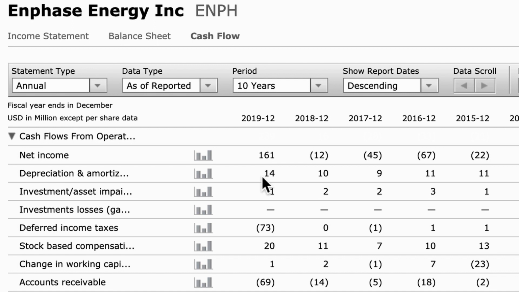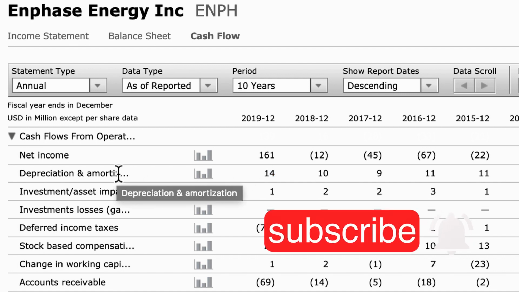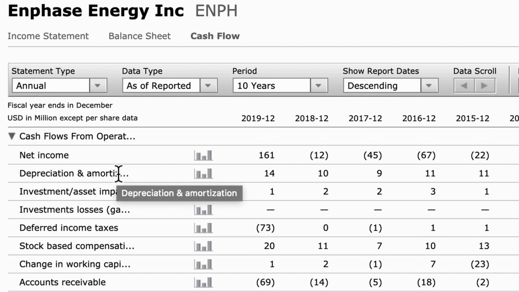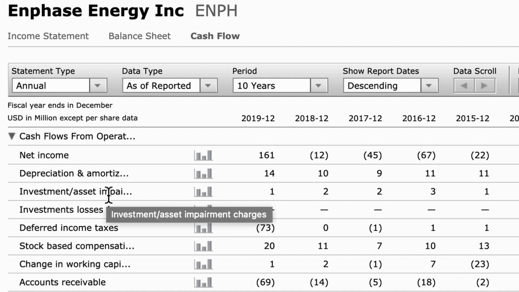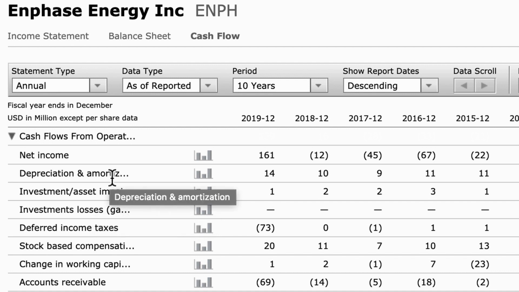The next number is depreciation and amortization, and this is the same thing as your car losing its value. The reason this isn't a cash expense is because no cash physically flowed out of the business. So they actually add that back into the business because no cash transaction was involved. Amortization applies to brands, logos, or anything that is intangible.